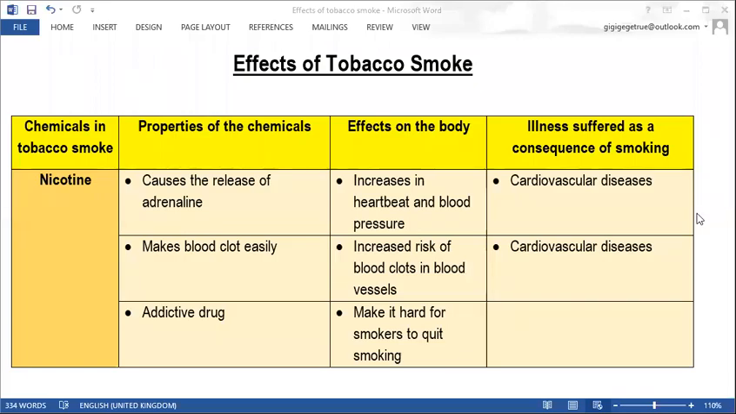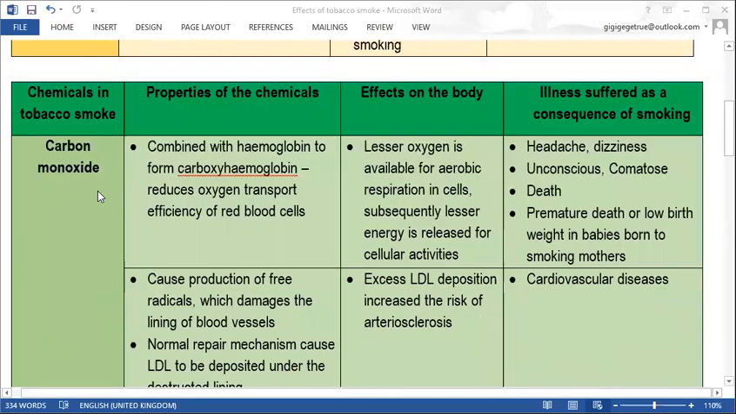Hello. Let's take a look at the last part of the topic respiration, that is the effects of tobacco smoke. So there are 4 chemicals found in tobacco smoke that you need to take note of for your syllabus. The first one is nicotine.